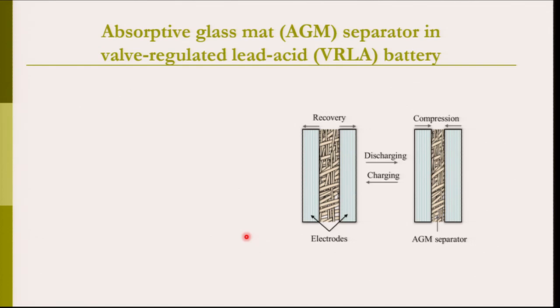And VRLA batteries are classified into two types. One of them is the gel type and the other one is the absorptive glass mat type. So, I am going to give you an example where the theory of fiber-to-fiber contacts can be a useful approach to predict certain mechanical properties of these absorptive glass mat separators. But before that, we should understand what the main constituents of a VRLA battery are.